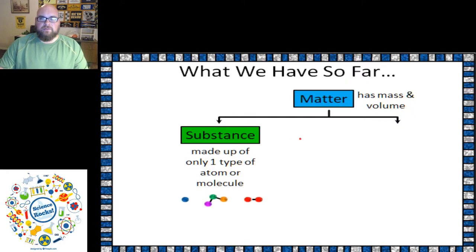So let's recap so far with what we've done in class. First, we know that matter is anything that has mass and volume. Well, matter can be broken down even further. One category is what we call a substance. Substances are made up of one type of atom or molecule. Well, let's see what kind of things can be substances.